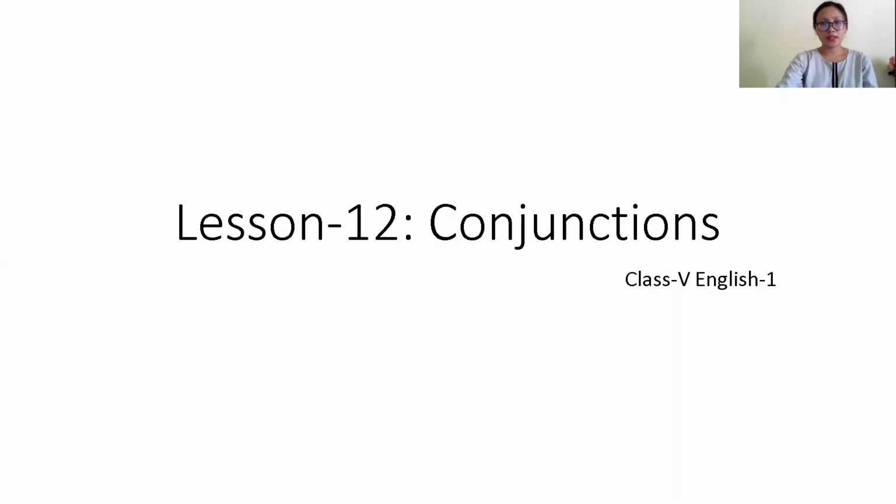Today we will learn lesson 12, conjunctions. Before we go into detail about conjunctions, first let us try to learn the new terms and meanings of a few words so that you will understand when we discuss the topic.